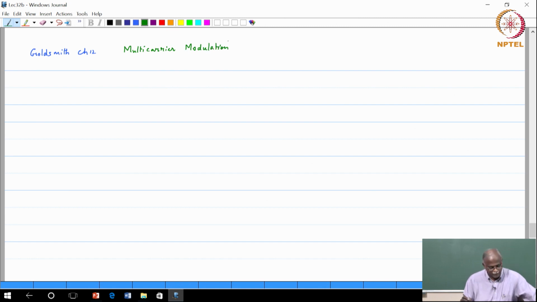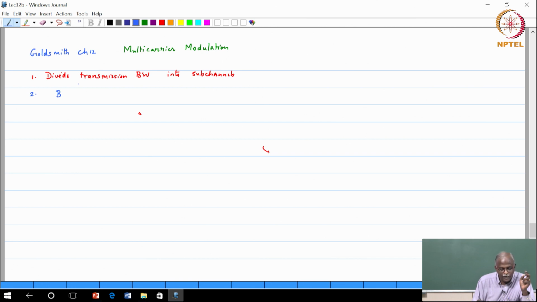Multi-carrier modulation, MCM. If you open Goldsmith chapter 12, here is what you are going to see. The first statement is to divide your transmission bandwidth into subchannels, and you know why you are dividing into subchannels, no problem. That is well understood. The second statement that you will find is that these subchannel bandwidths are chosen such that they are much less than the coherence bandwidth.